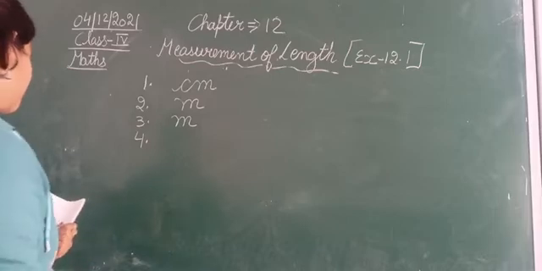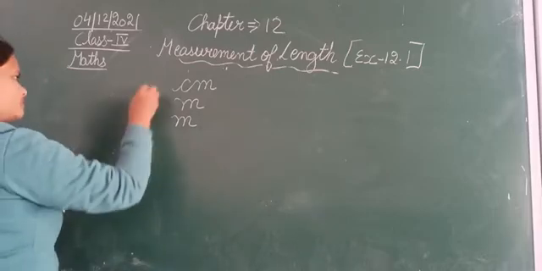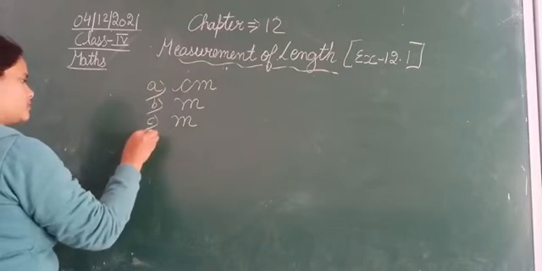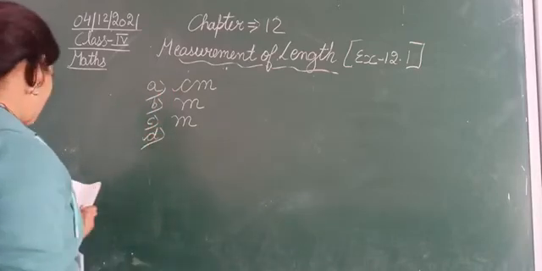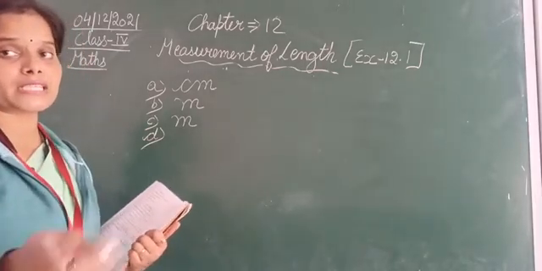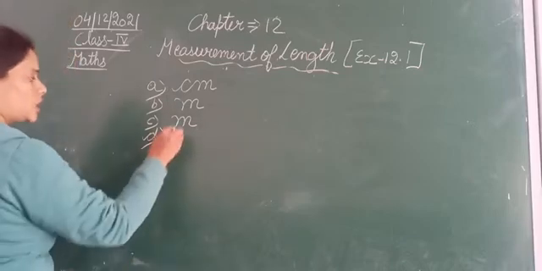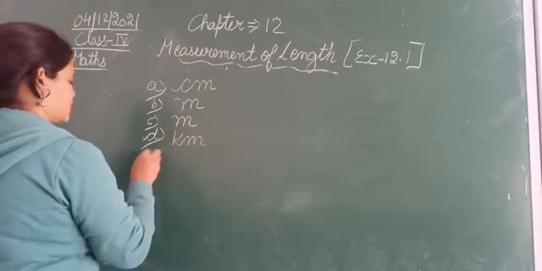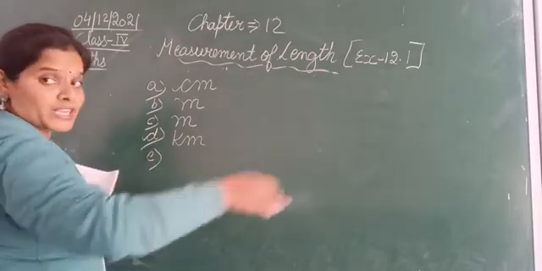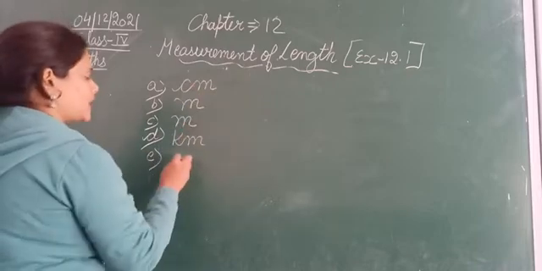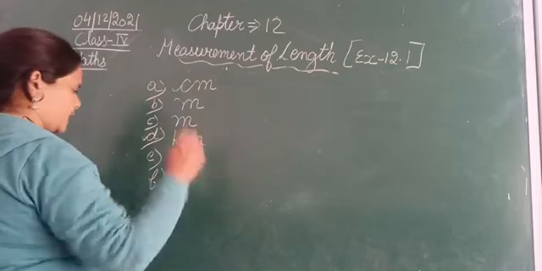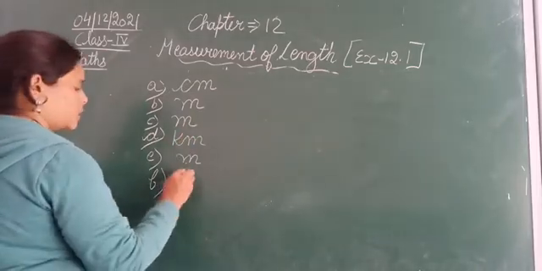Next, the fourth one, A, B, C, D. The D is distance between Delhi and Chennai. If you have to measure the distance between two places, we will measure it in kilometers. Next, length of an aeroplane. We have to measure the length of an actual aeroplane. That we will measure in meter. Next, height of a building. We measure the height of a building in meters.